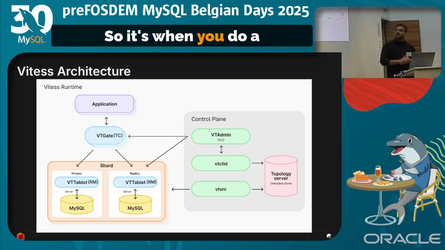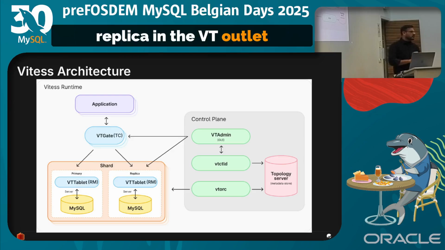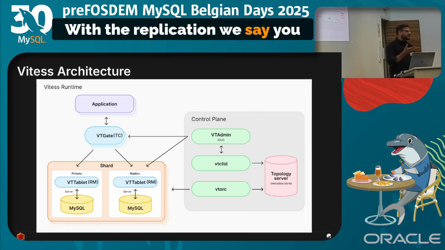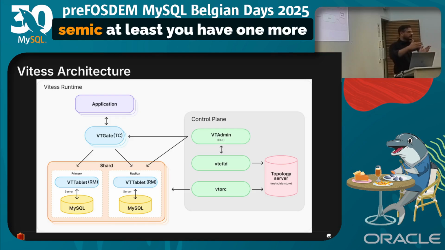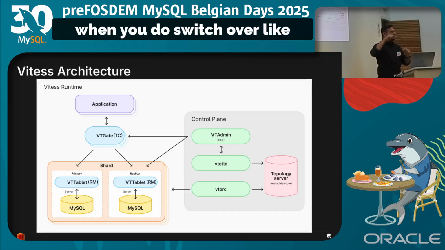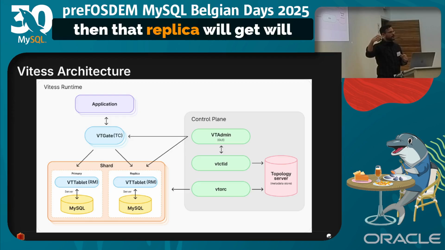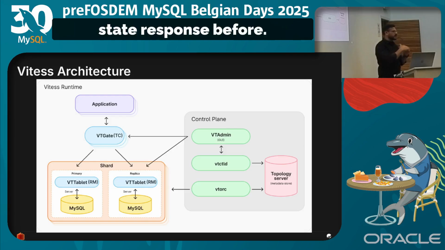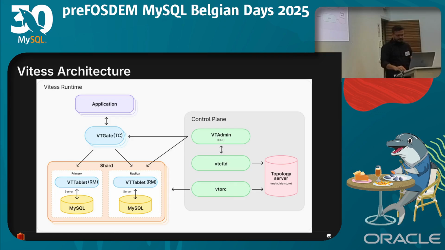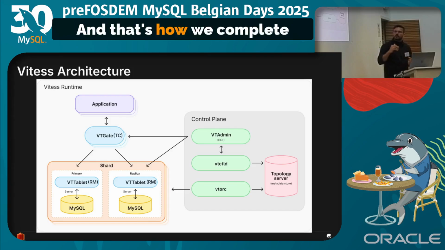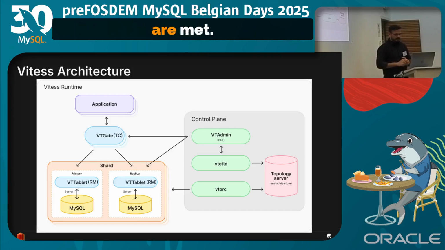Yeah, so when you do a transaction on the primary, you also prepare it on the replica in the VTTablet in case it fails. Yeah, so that is the guarantee. You can do it with the replication. We say you can use semi-sync, so that at least you have one more replica which has that log, and when you do switchover, if your primary goes down, then that replica will have those logs available to reapply and prepare it to the state it was before. So this is how it fulfills the third requirement, and that's how we complete, saying all the prepare guarantees are met.